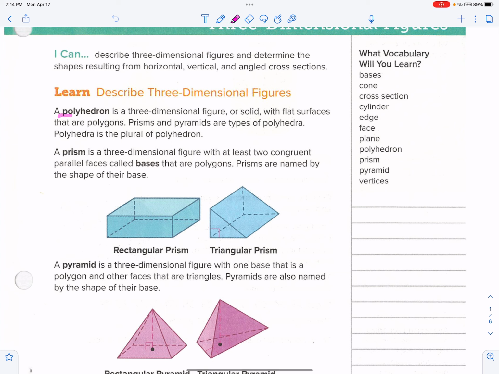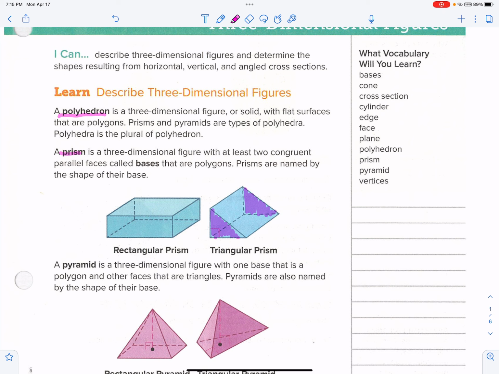All right, so a couple vocab things. First of all, we have a polyhedron. That's a three-dimensional figure with flat surfaces that are polygons. Okay, a prism is a type of three-dimensional figure, but it has at least two congruent parallel faces. So when we talk about parallel faces, we have a face here and a face here. They're parallel with each other. They're on opposite ends of each other.